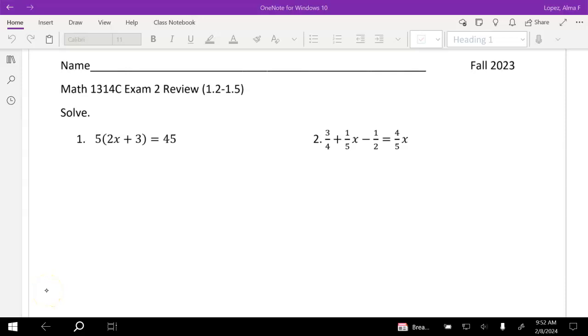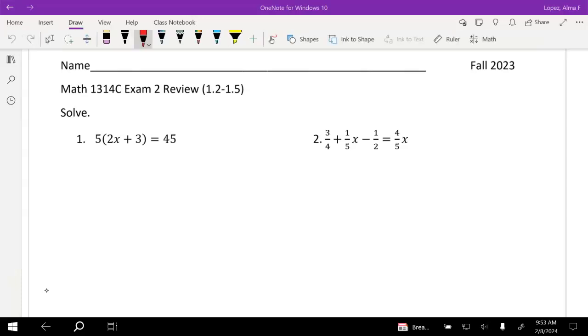Hello, this is our Math 1314 CoREC exam 2 review, and so let's get started. On number 1, now numbers 1 through 8 come from section 1.2. So I know that I'm going to be just solving linear equations or rational equations.